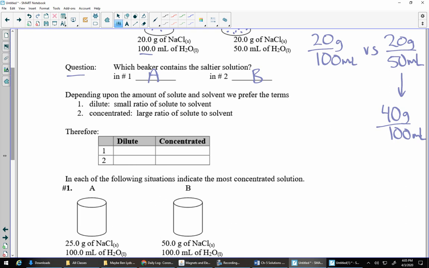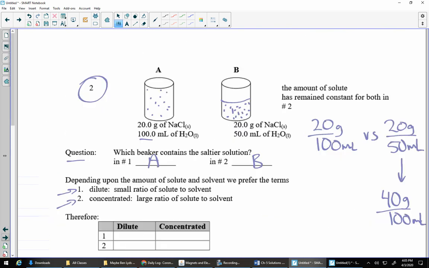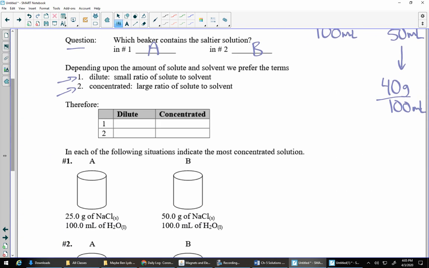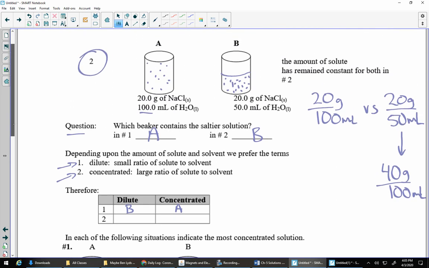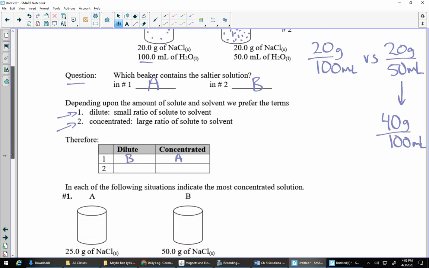Just checking out the next little piece here. Depending on the amount of solute and solvent, we typically prefer these terms that we've already mentioned. Dilute is a small ratio of solute to solvent, whereas concentrated is a large ratio. So for example 1, A was more concentrated, and the one that is more dilute is B. For example 2, the one that was more concentrated was B, the one that was more dilute was A.